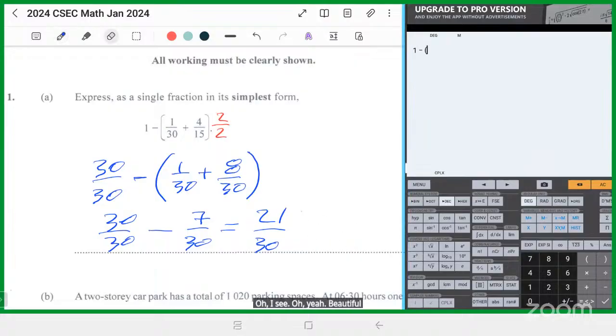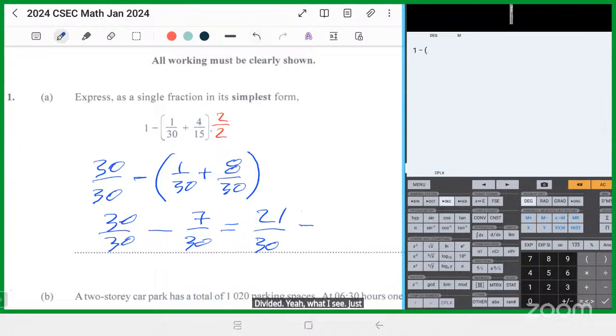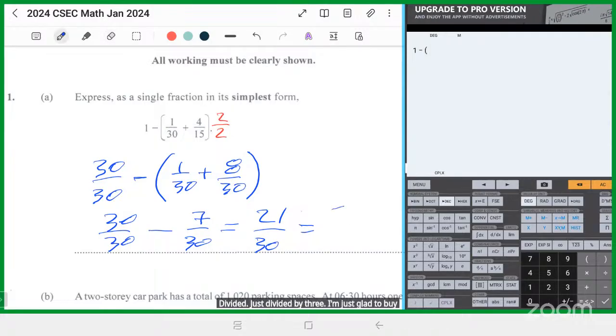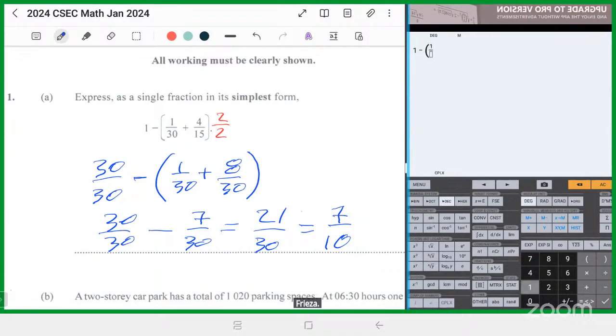All right, divided by 3. This divided by 3, 7, and this divided by 3. I would have seen it in the calculator. That's why I always do a check when I can. All right, it becomes 1 over 10. That's correct.